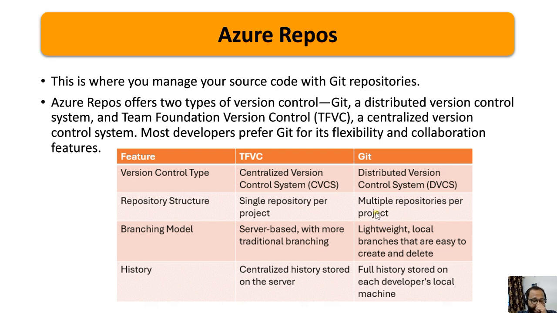Basically, TFVC is something people are no longer using. Most organizations nowadays are using Git because it is easy to manage. If people are offline, they can still work on the project. But in the case of TFVC, you always have to be connected to the server if you have to check in your code. So this is the main difference.